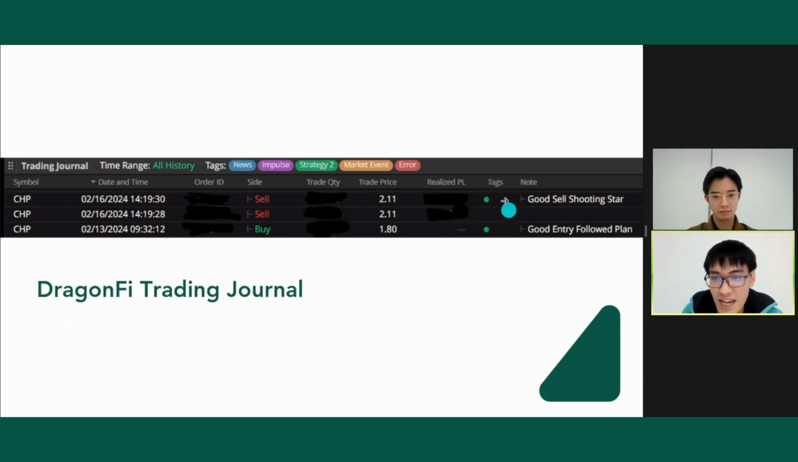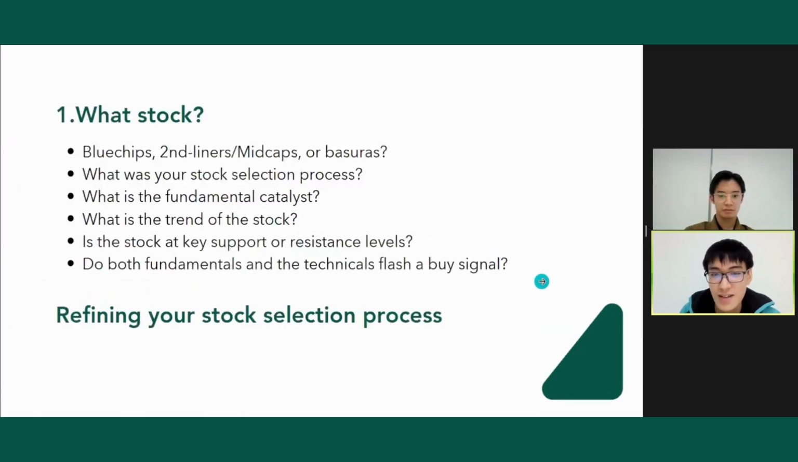Then you can also put like tags. So example here, you can put what your strategy was, or was it a news-driven trade? Was it an impulse trade? Or this was like an error lang or something. So you can put some tags here. So there. Now let's dig deeper into each of the ones that I enumerated that should be in your trading journal.